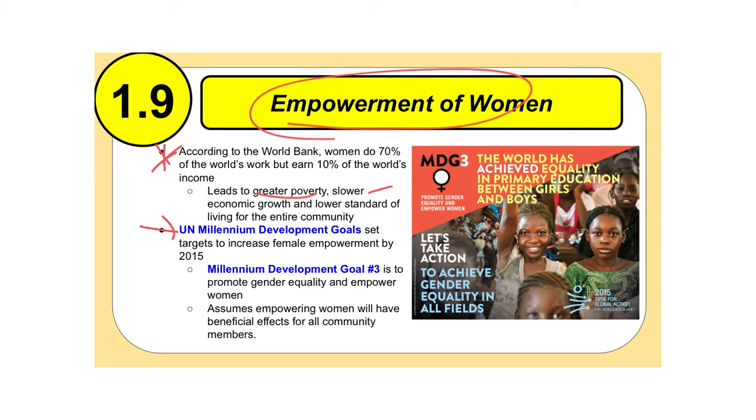Now, of course, we're a little bit removed from 2015, but let's take a look at one. Millennium Development Goal number 3 was to promote gender equality and empower women. I mean, there it is, very bold and proud. And the United Nations has said in our global community that we need to promote gender equality and empower women. And that's throughout the entire planet. So the United Nations recognizes this. And so we just need to try and put the systems in place to be able to help empower women so that they can actually live full, sustainable lives. And of course, the UN Millennium Development Goals assumes empowering women will have beneficial effects for all community members.